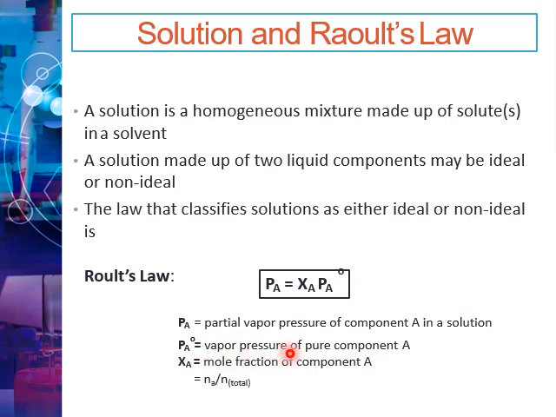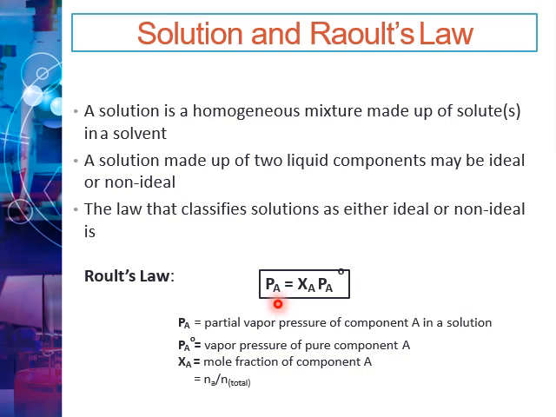PA naught is the vapor pressure of pure component A, not always referring to the pure solution, and XA is the mole fraction of component A. Note that because this is mole fraction, we can say 1 mole, 2 mole, 3 mole, up to 10 mole. So Na, any number of moles, over N total gives the entire mole of the substances. In this case, we just refer to one component, which is component A.